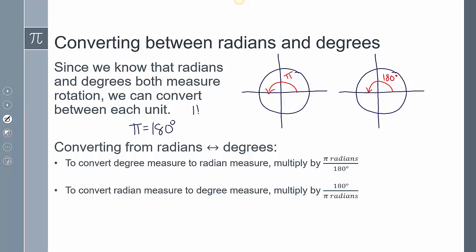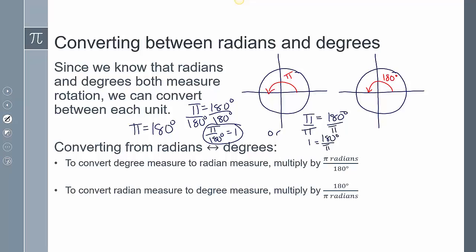So if I take this statement, pi equals 180 degrees, and I divide both sides by 180 degrees, you're going to get pi over 180 degrees equals 1. Or, if I have pi equals 180 degrees, and if I divide both sides by pi, I get 1 equals 180 degrees over pi. And so we have to multiply by one of these factors of 1 to be able to convert it.